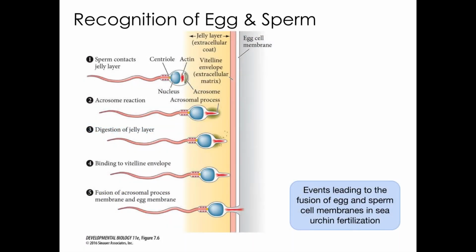And here's what the polymerization of globular actin into filamentous actin looks like. The acrosomal process and the enzymes that were released from the acrosomal vesicle help the sperm to digest a path through the egg jelly, and eventually the sperm binds to the vitelline envelope. This is then followed by the fusion of the sperm and the egg plasma membrane.